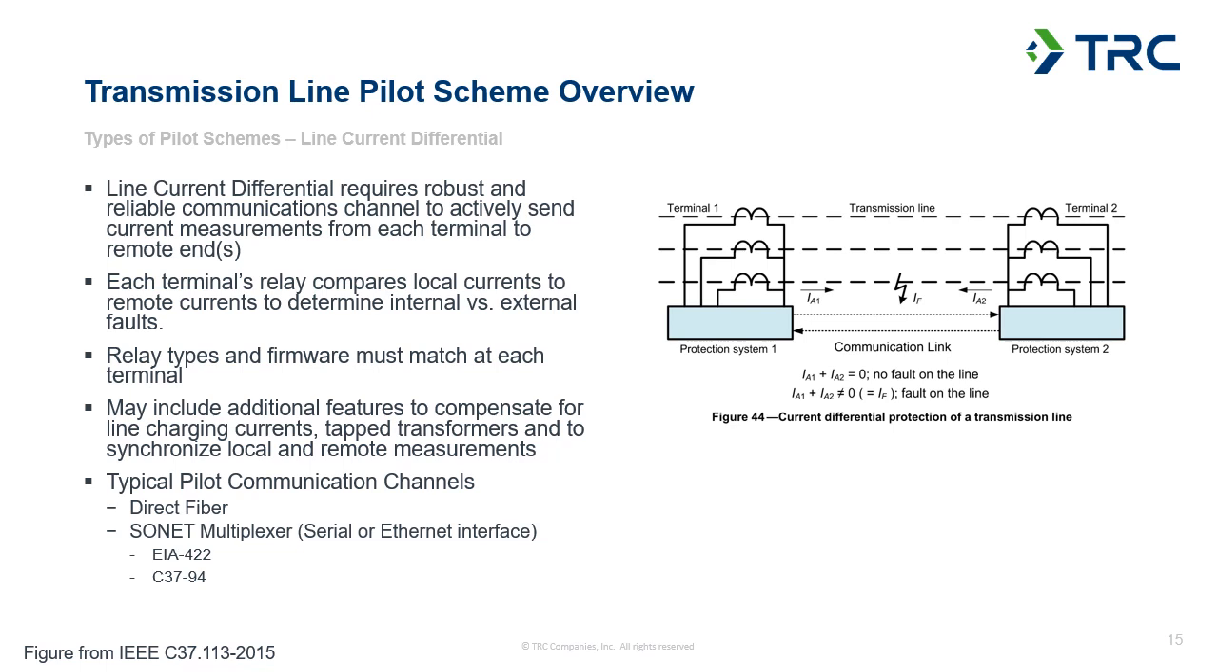During normal operation, when there's no fault on the line and there's not significant errors, those currents should sum to be zero. So your differential operate quantity would be zero. When there is a fault on the line, like I've shown here on one of the phases, the currents no longer equal zero, and they'll sum together to be the fault current.